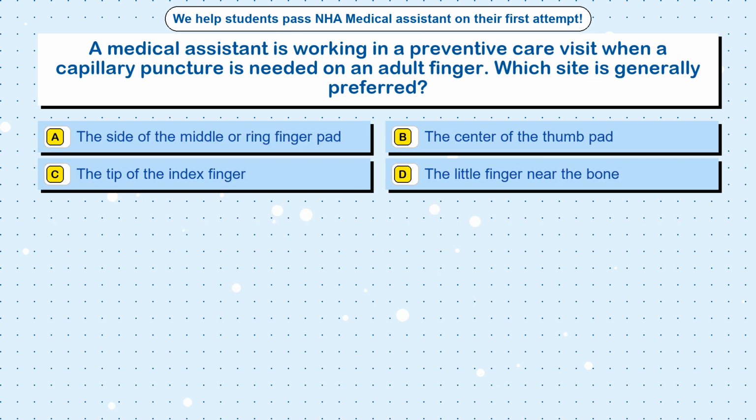Question 80. A medical assistant is working in a preventive care visit when a capillary puncture is needed on an adult finger. Which side is generally preferred? Option A, the side of the middle or ring finger pad. Option B, the center of the thumb pad. Option C, the tip of the index finger. Option D, the little finger near the bone.